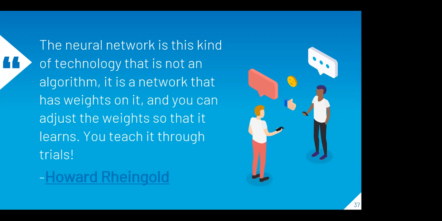This is a quote from a writer, Howard Rheingold, who describes a neural network. It's not an algorithm, it's a network that has weights on it, and you can adjust the weights so that it learns. And you teach this through trials. So before we start playing a Kahoot, I want to ask y'all to text me in the chat box, which I'll open up in a couple of minutes, what weights in neural networks are, in your opinion. If you could tell me your simplest definition of weights, I'll know whether to explain it more deeply.